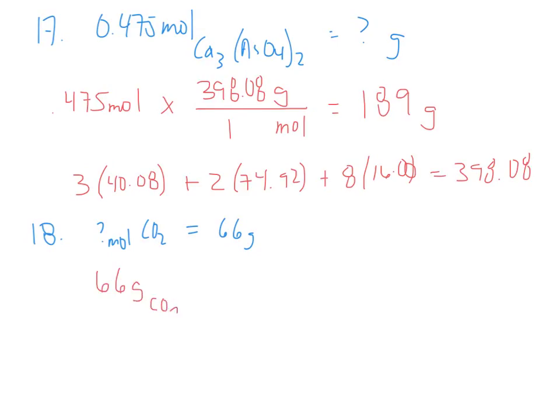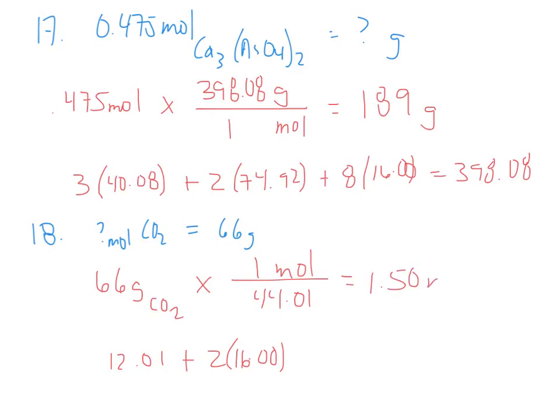of CO2. You're being asked how many moles it is. So that means the 1 mole goes on top. CO2 is 12.01 plus the 2 oxygen. This is one we use fairly commonly. 44.01. So 66 grams is going to be right around 1.5, 1.499. So it would round to 1.50 moles.